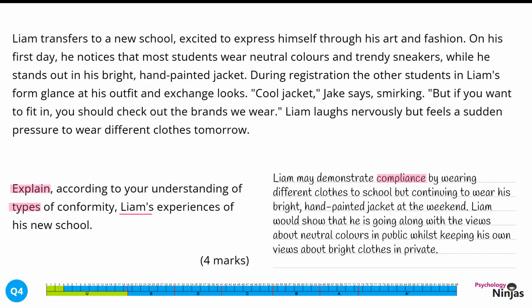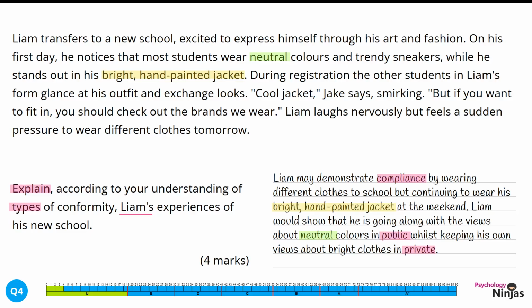We've linked these into the STEM by talking about a different view about his hand-painted jacket at the weekend versus at school. We can tick this off in our STEM in order to show different types of the STEM and a broad form of application. We've shown our understanding of compliance, as that has different views in public than it does in private. We've linked this back into the STEM by talking about a difference between neutral and bright colours. Again, we're going to tick this off in the STEM to show that we've got broad application.